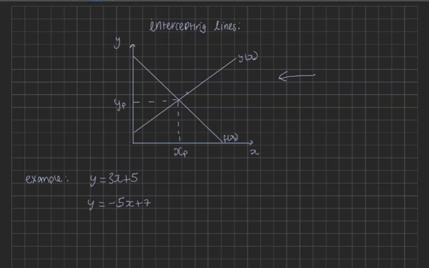The point where they intersect is this point here, this is yp, this is xp, and so we'll be going over how exactly to solve two equations to find these points. The best way to do it is to go through an example.